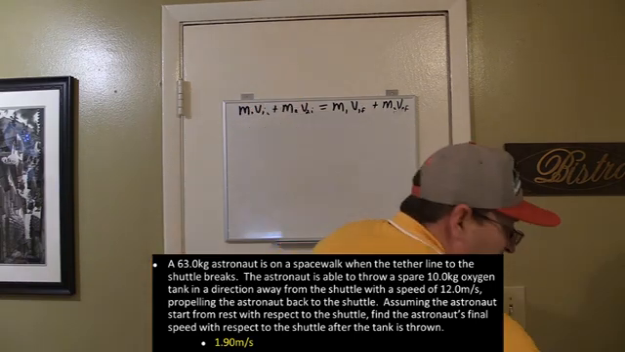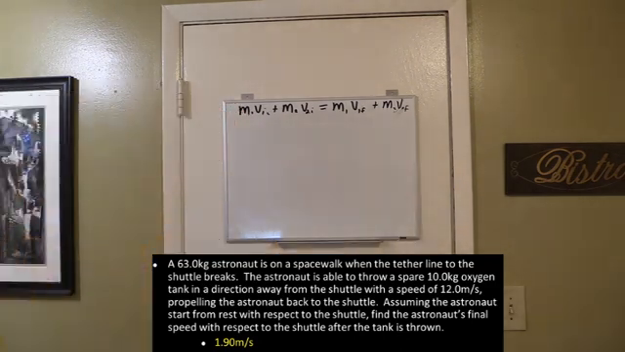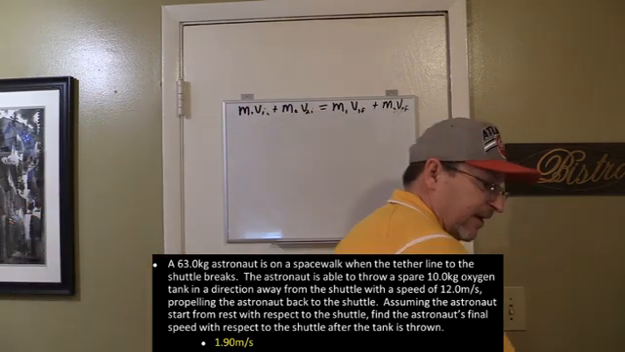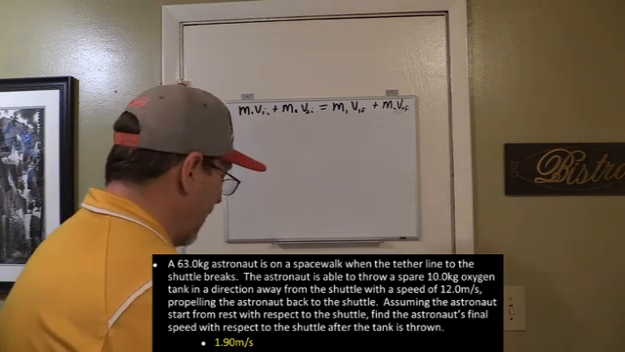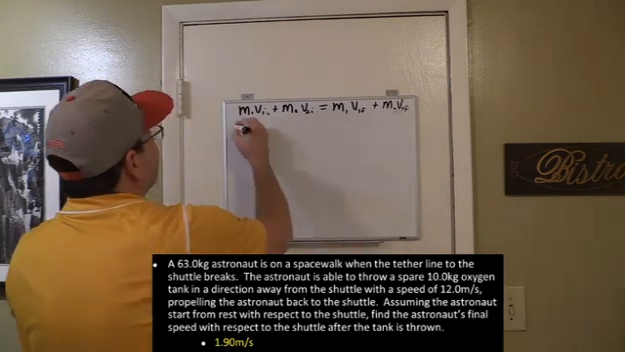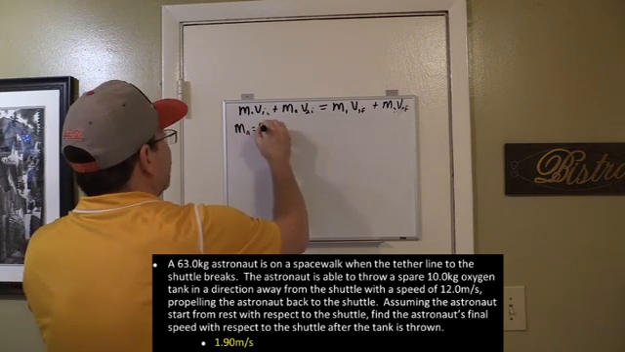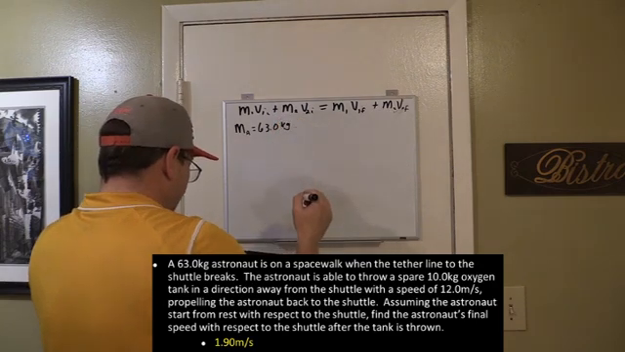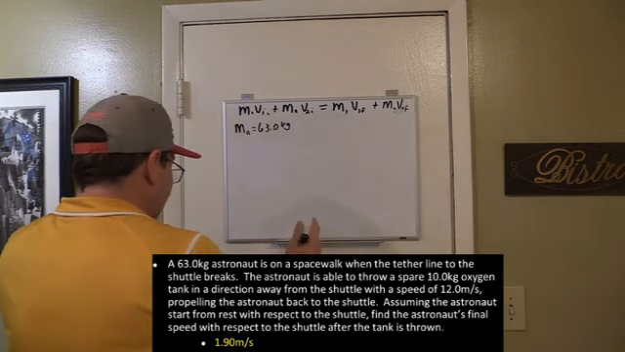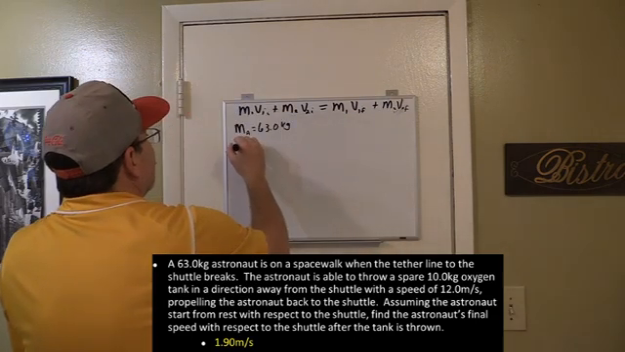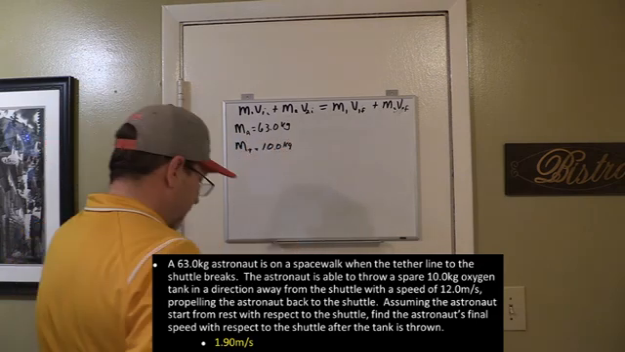All right. Now let's go ahead and get into the problem. If you want to pause it for a second while you work the problem, go ahead and do so. Okay, let me get started. A 63 kilogram astronaut. So I have mass of astronaut is equal to 63.0 kilograms. The tethered line breaks, and the astronaut is able to throw a spare 10 kilogram oxygen tank. So the mass of the tank is 10 kilograms.